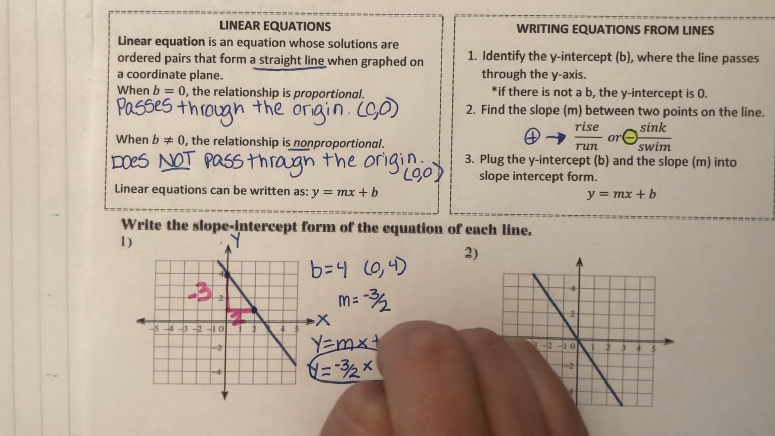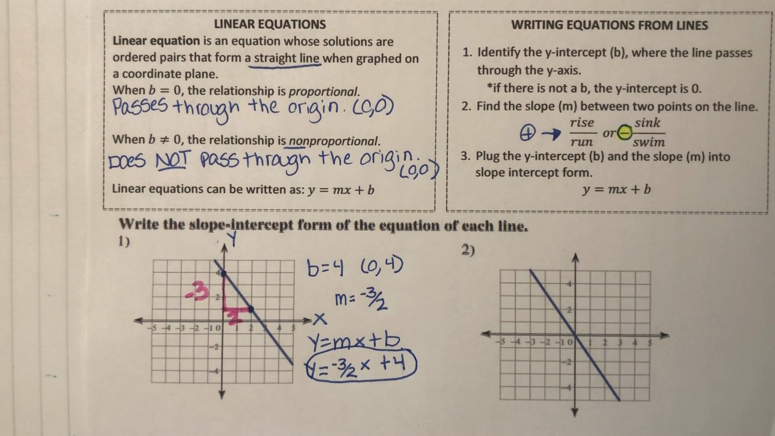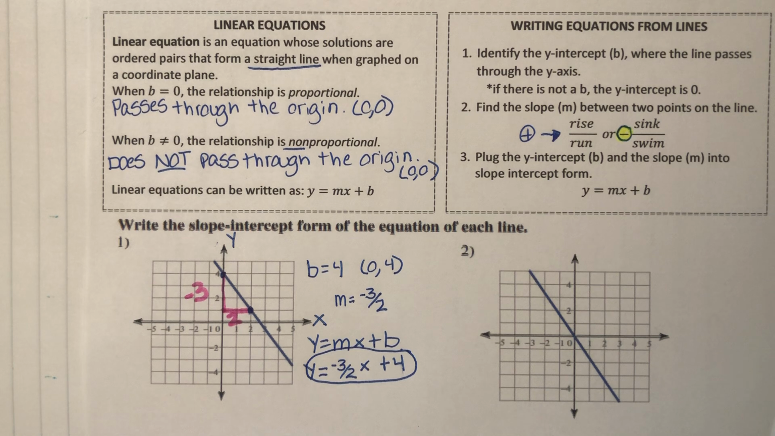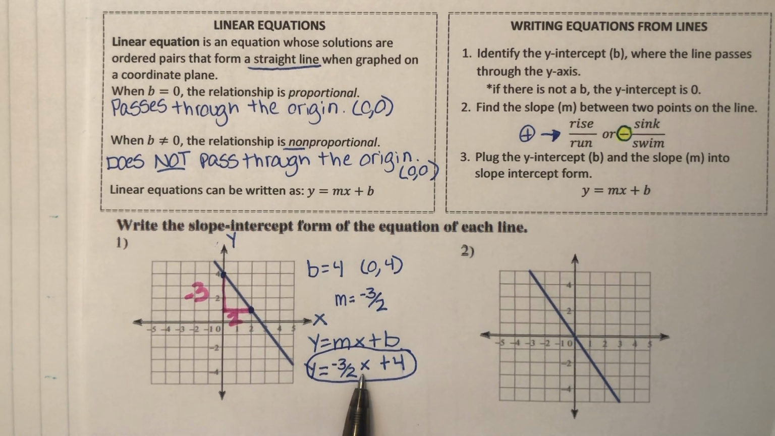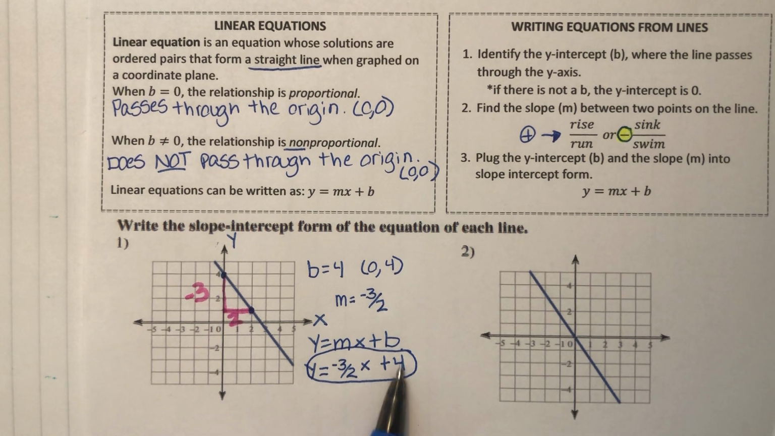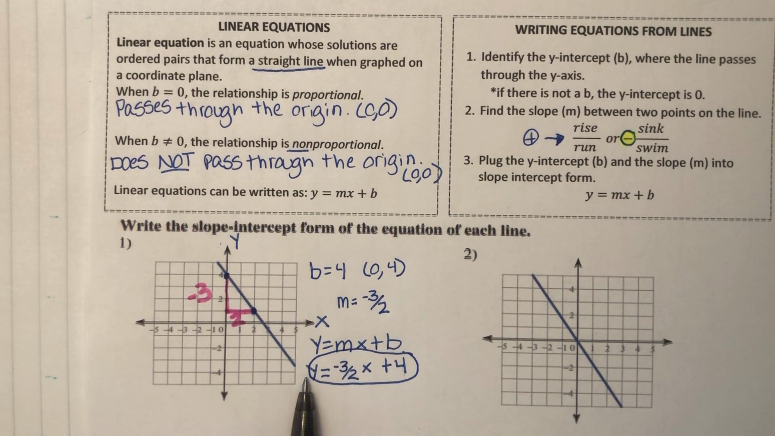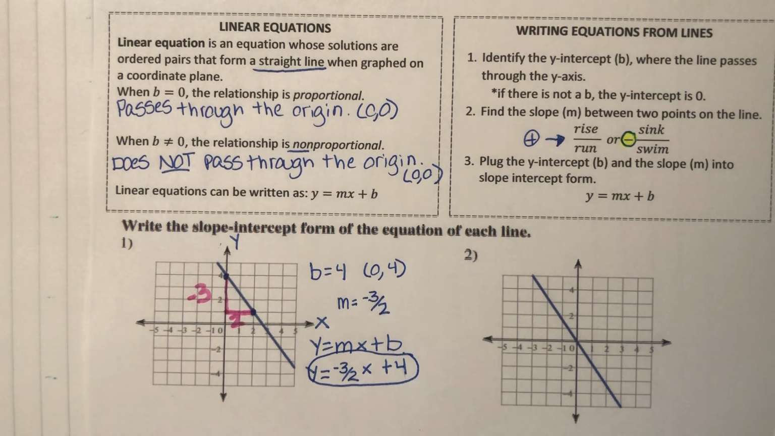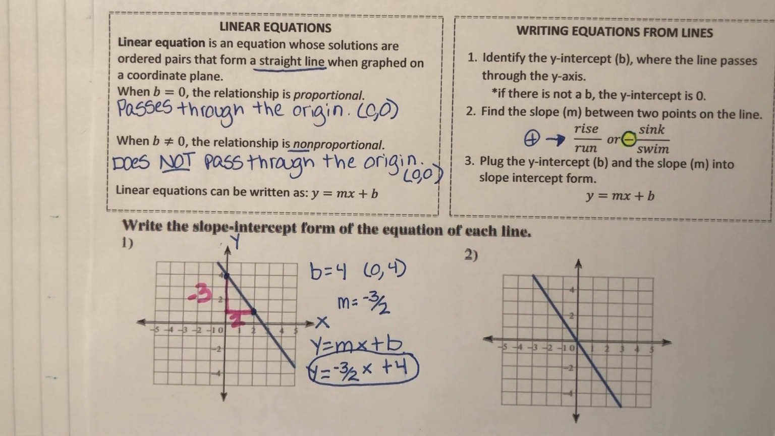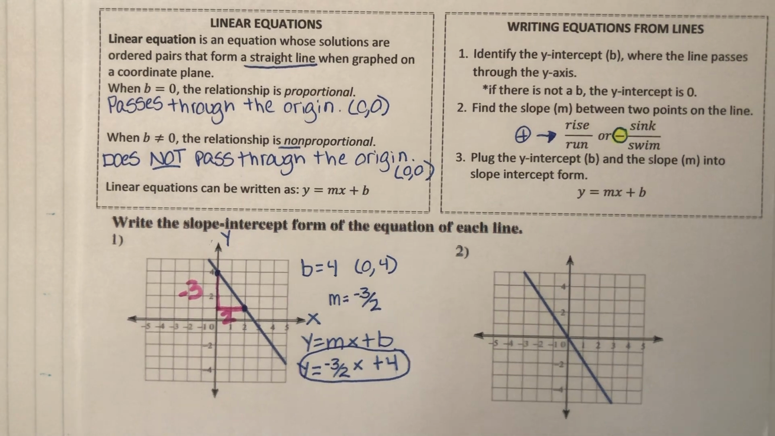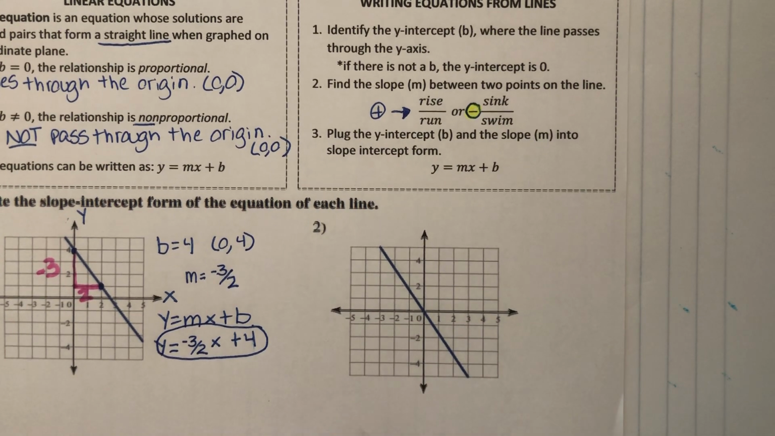This is how we write an equation in slope-intercept form. So now we could use this equation to find more points on our graph. I could plug in any value for x and solve, and it will tell me the output, the y value. And that would give me another ordered pair on our graph. All right, sliding on over.